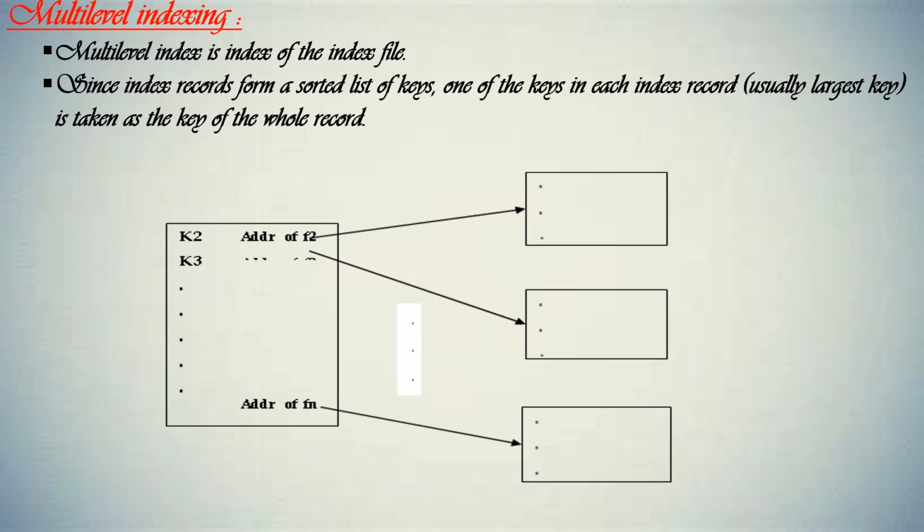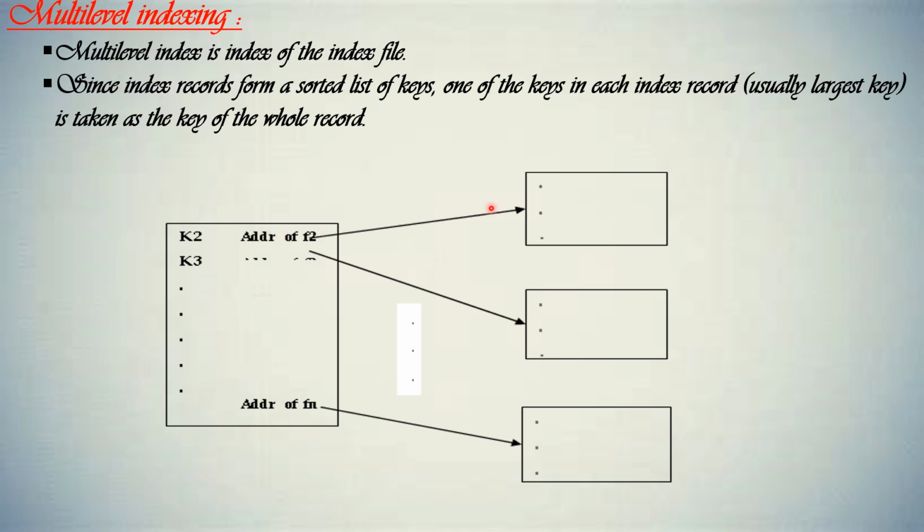Multi-level indexing. A multi-level index is an index of the index file. Since index records form a sorted list of keys, one of the keys in each index record, usually the largest key, is taken as the key of the whole record. This is key K2, K3, and it is the address of F2. This is the address of F3. Last one is Kn, address of Fn.